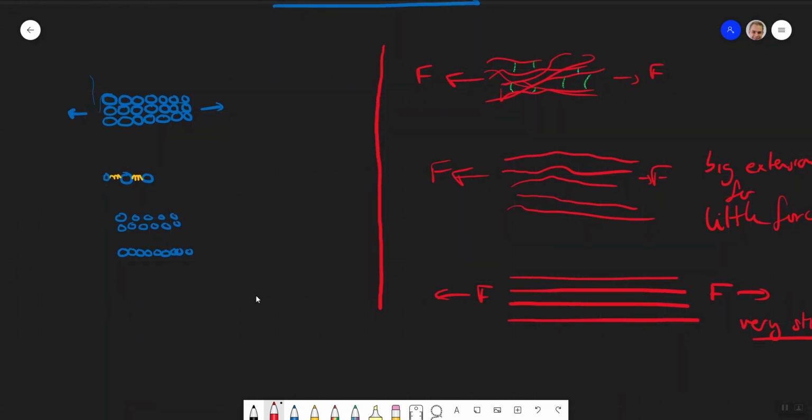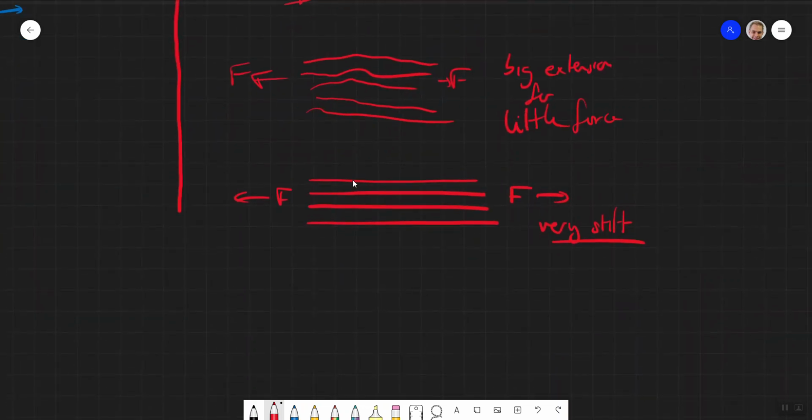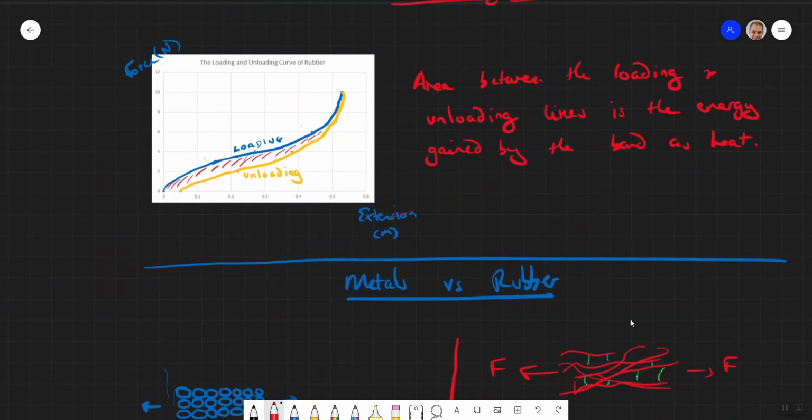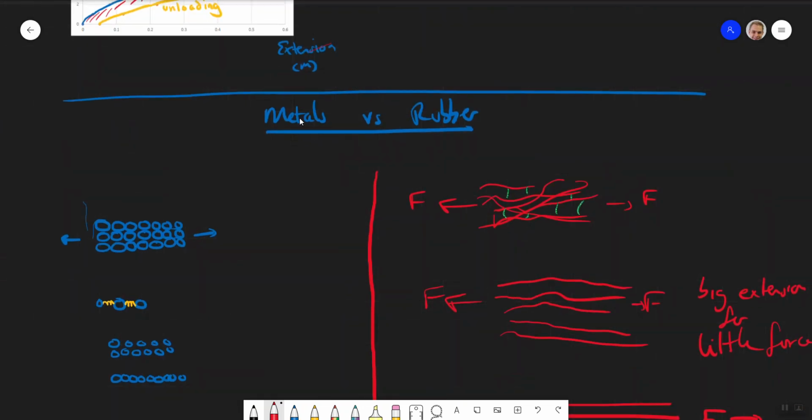And so that's the difference between the properties of metals, where we have to think about the atoms themselves, and polymers, rubber, where we think about long, huge chains and molecules that are unwound. Now, one of the things that's also interesting, however, is that this ends up being a bit longer when you let it go. So when you remove the force, it remains a little bit extended.